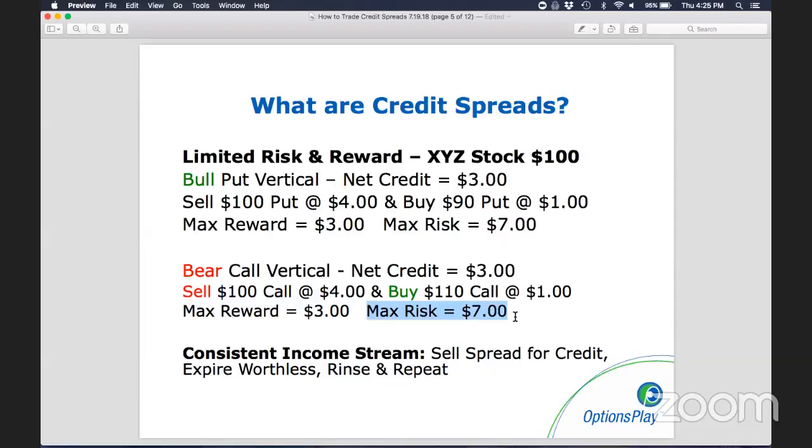Now, why do you want to trade these credit spreads? The simple reason is because selling credit spreads allows you to generate a consistent income stream. You can sell one of these spreads for a credit, and the goal is to let that credit spread expire worthless, so you keep all of that credit, or all of that reward that you've received. And you want to rinse and repeat, over and over again, month after month, quarter after quarter, to generate a consistent income stream. So how do you actually go about doing that from a mechanical perspective, looking at some real stocks?